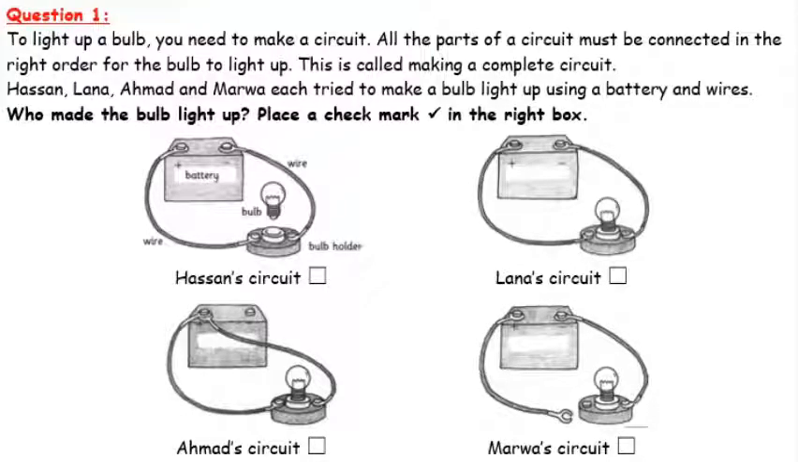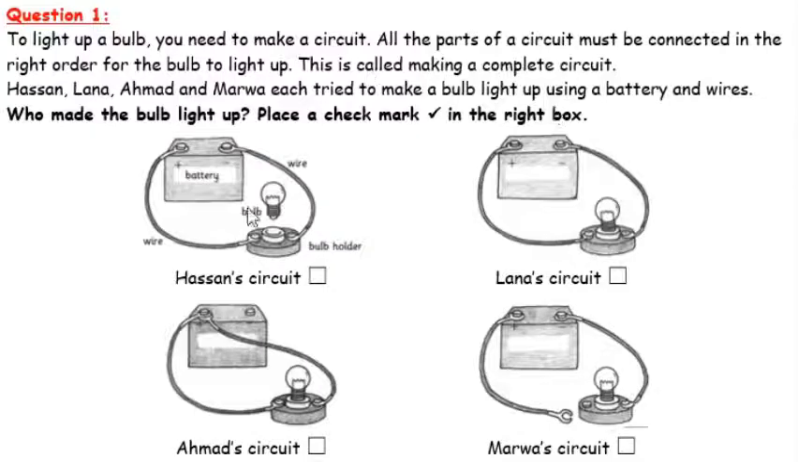Question 1. To light up a bulb, you need to make a circuit. All the parts of a circuit must be connected in the right order for the bulb to light up. This is called making a complete circuit. Hassan, Lana, Ahmad, and Marwa each try to make a bulb light up using a battery and wires. Who made the bulb light up? Place a check mark in the right box.